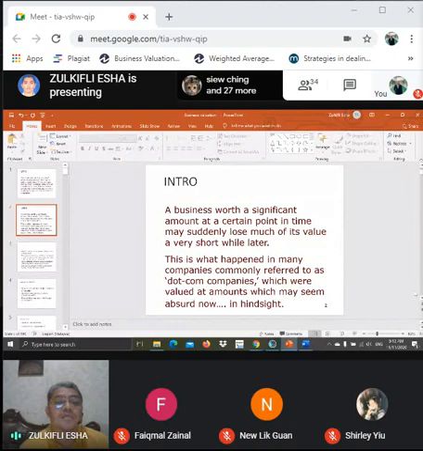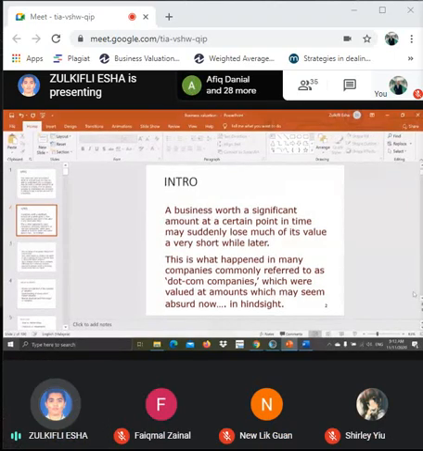So we have to bear in mind that sort of situation, or that sort of condition, which may have a huge impact on the company value.